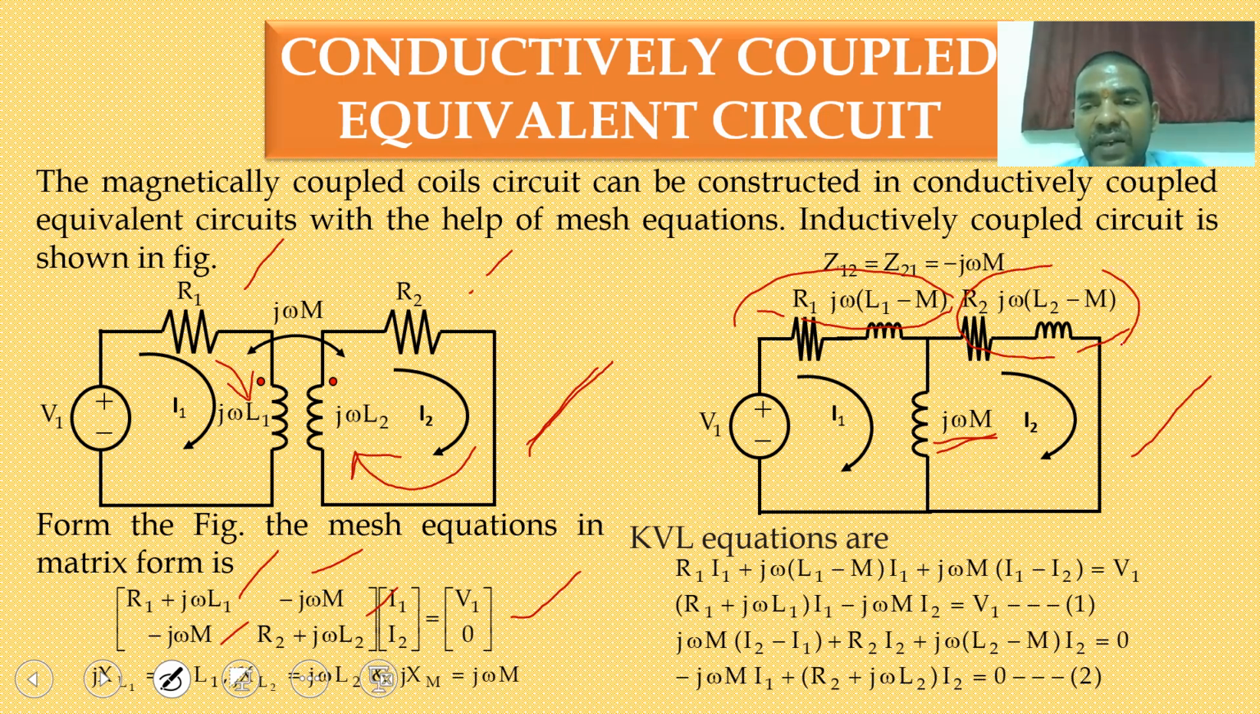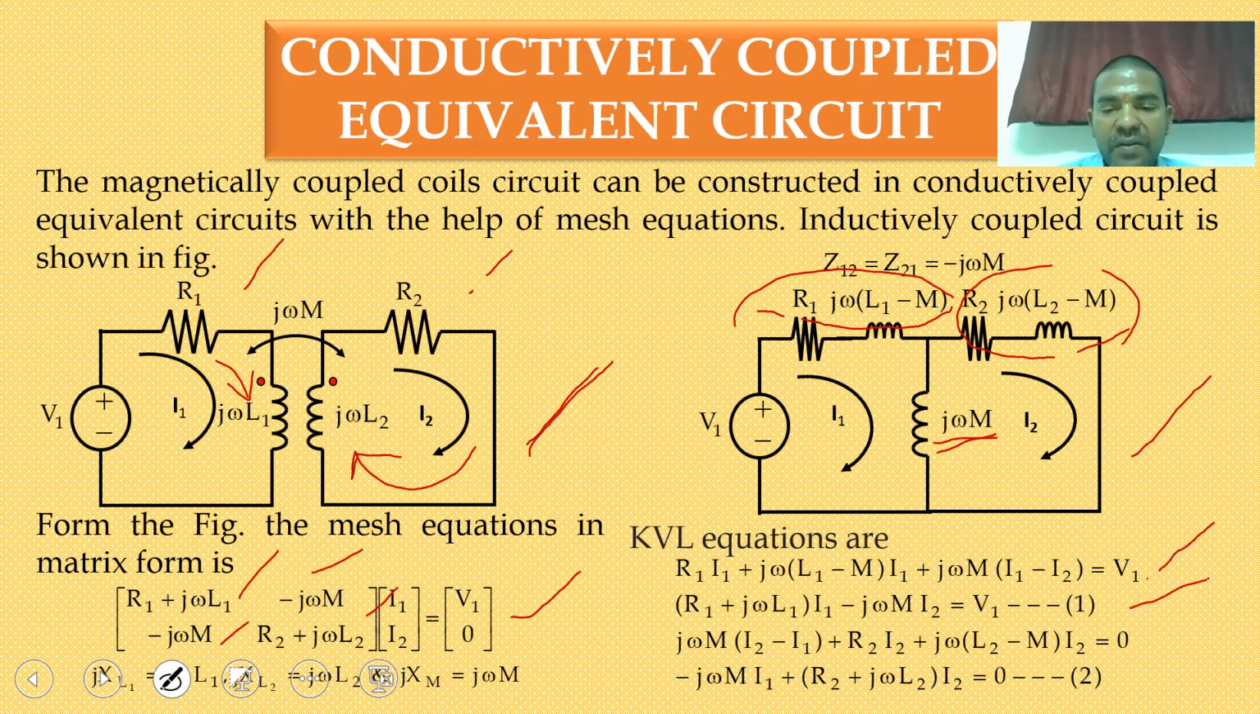So for that reason I have taken L2 minus M. Okay. So now, for this loop equations, what does the mesh analysis say? For the first loop, the current is I1. So I am writing the drop across the resistor R1 I1, plus the inductive drop, j times omega (L1 minus M) into I1, plus the intermediate value, that is j omega M, the current flowing through it, that is I1 minus I2, is equal to V1.